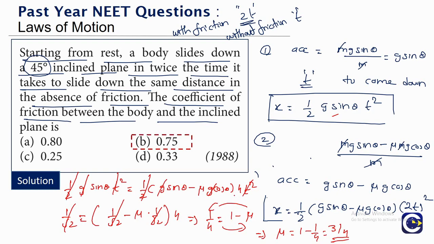So all we are doing is writing down both the cases separately, one with friction, one without friction, and then accordingly writing down the expression for the displacement in both the cases. From there we are able to get the unknown value, which is the coefficient of friction in this case.